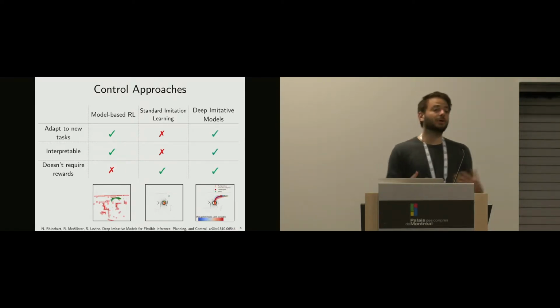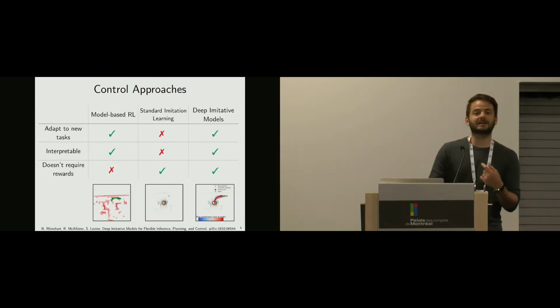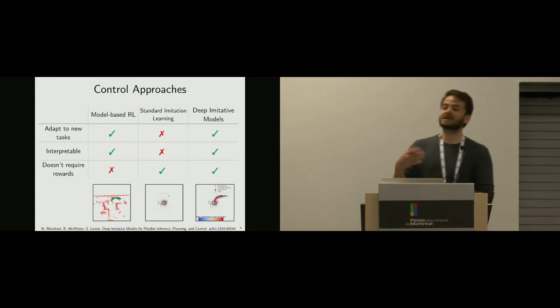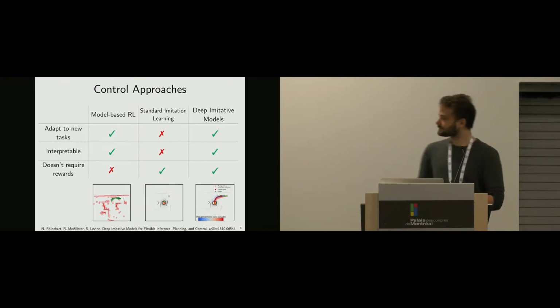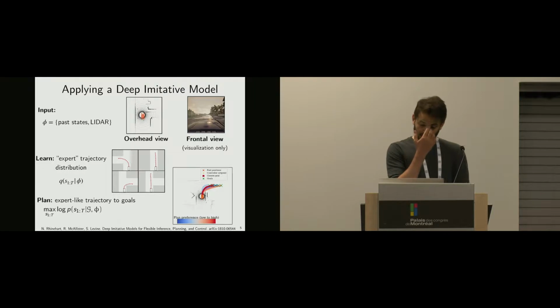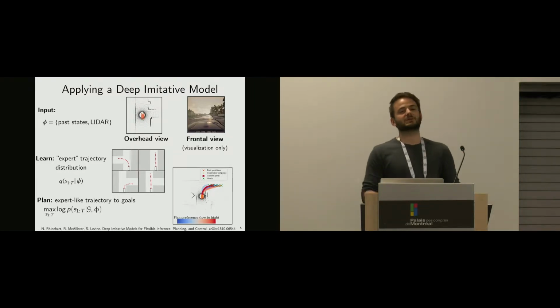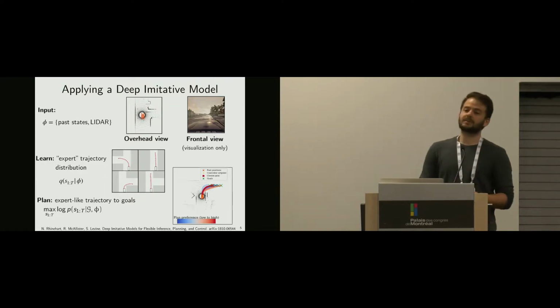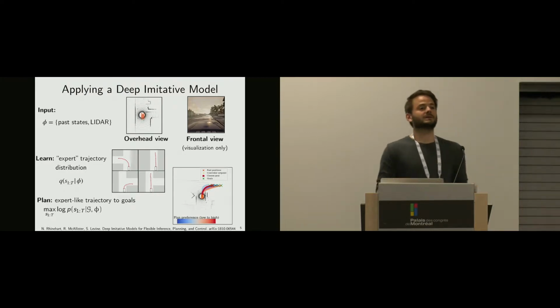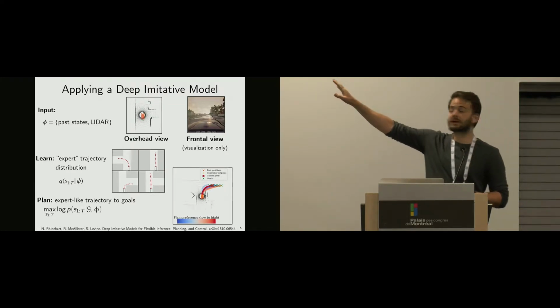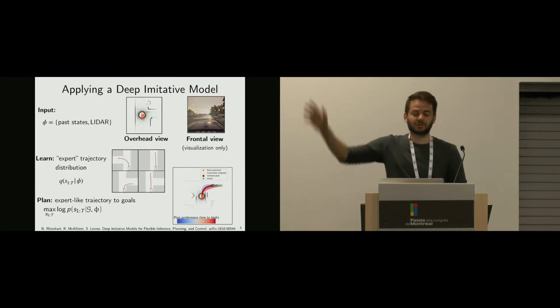Okay, and so our approach, called deep imitative models, is trying to get the best of both worlds: model-based reinforcement learning, so we're learning a model, and imitation learning, we're learning from demonstrations. So how do we do this? In this scenario, we have some input, so these large feature vectors, incorporating past positions of the vehicle, and LiDAR. So we have some 3D scan of the world, and we're doing this in simulation. So in the top middle, you have a LiDAR scan, and on the right, you have this frontal view showing you the scene.